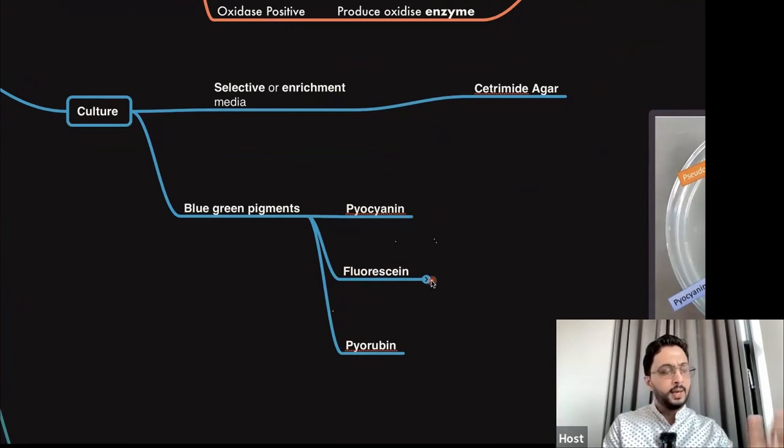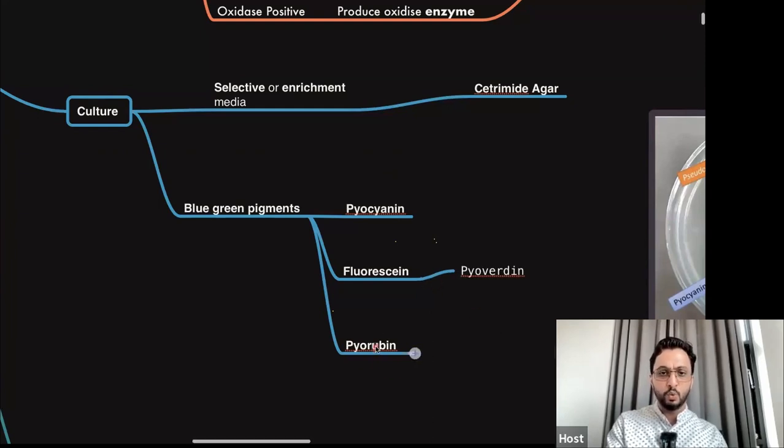One more thing, it's good to write down the notes. Quickly write down rough notes at least, and quickly review after a lecture so that you retain whatever you have just listened to. So pyocyanin, blue. Fluorescin, its other name is pyoverdin, green. And pyorubin, rubin means red. So blue, green, red pigments.